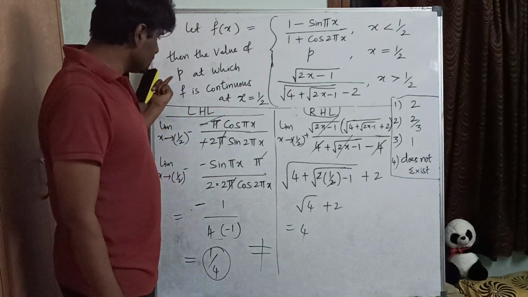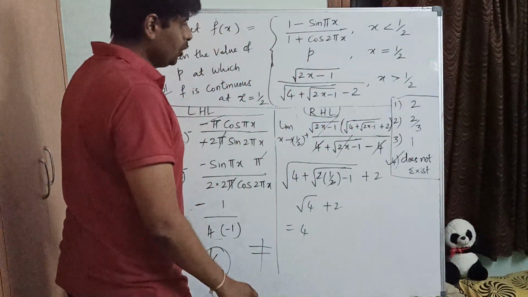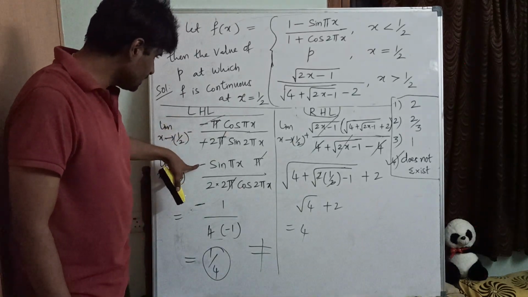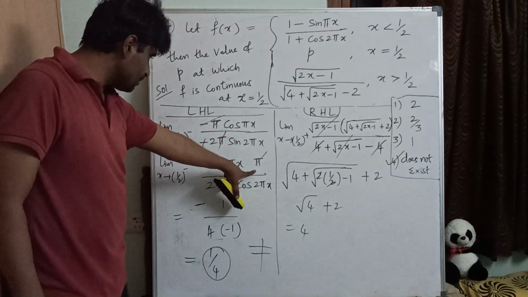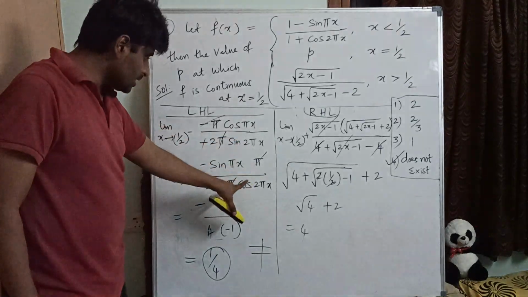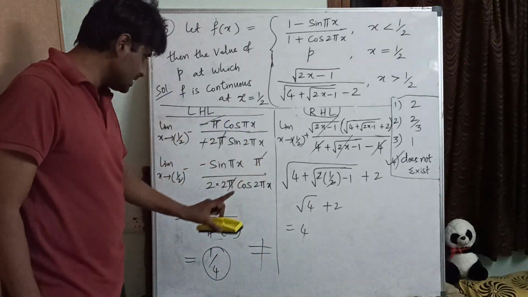Is there any value that exists for P? No, it does not exist. So option 4 is the correct answer there. Here we are just going to apply L'Hôpital's rule. Cos pi x derivative is minus sin pi x into pi, and here 2 as it is, sin 2 pi x, cos 2 pi x, again 2 pi x derivative, 2 pi outside, pi gets cancelled there.